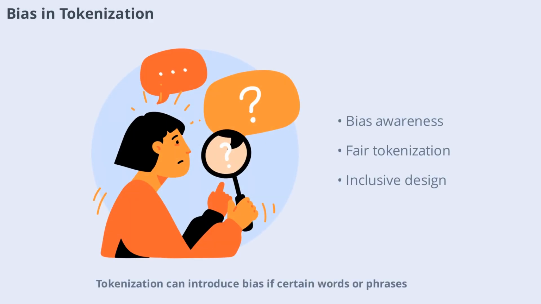Tokenization can introduce bias if certain words or phrases are split in ways that disadvantage particular groups or languages. Careful design and testing are needed to minimize these biases and ensure that LLMs treat all users fairly.